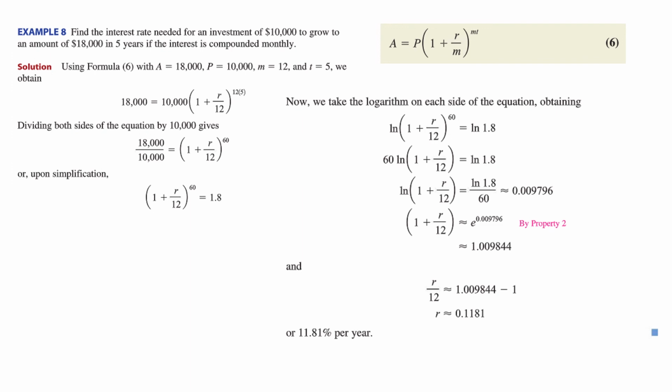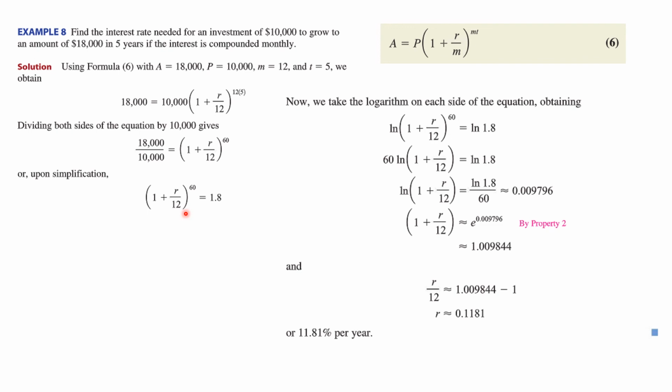And again, problem 8 is a similar kind of thing. Find the interest rate needed for an investment of $10,000 to grow to an amount of $18,000 in 5 years if it's compounded monthly. So this time, these are your numbers, monthly compounding, and this is the equation that we're going to use. But you see, the thing we're solving for is in the exponent. So we plug the numbers in, and we find that this is what we have once we simplify.